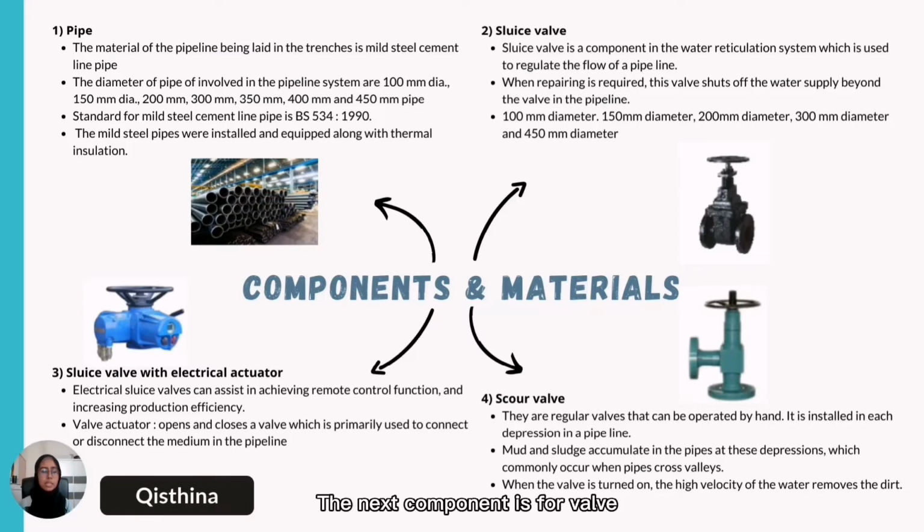The next component is the scour valve. They are irregular valves that can be operated by hand. It is installed at each depression in a pipeline. Residues such as mud and sludge accumulate in the pipes at this depression, which commonly occurs when pipes cross valleys. When the valve is turned on, the high velocity of the water removes the dirt.